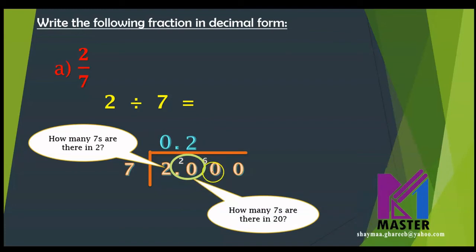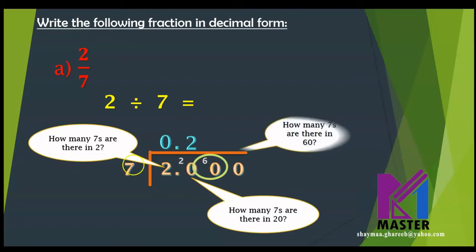Now I have 60. How many 7's are there in 60? What do you think? Yes, 8. 8 sevens is 56, which means 8, remainder 4. So I will write the 8 up and the remainder down here. Now I have number 40 divided by 7. How many sevens are there in the 40? 5 sevens. 5 sevens equals 35, which means I have remainder of 5.